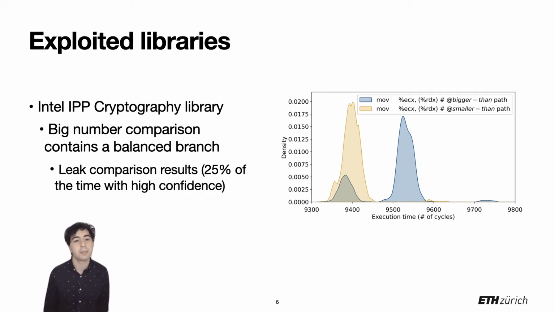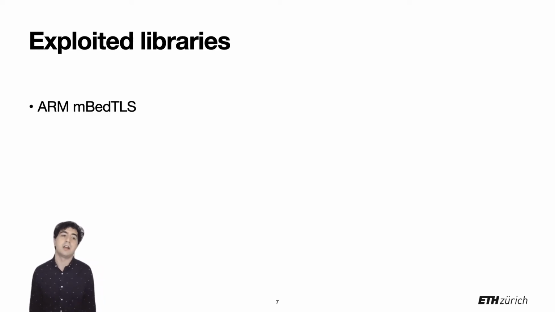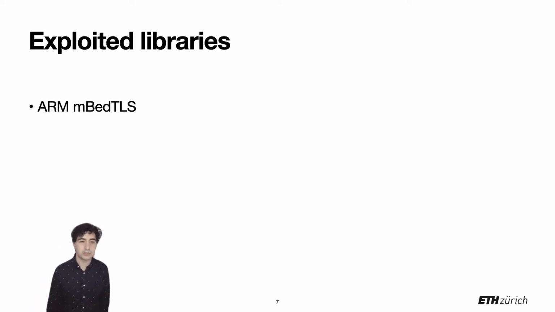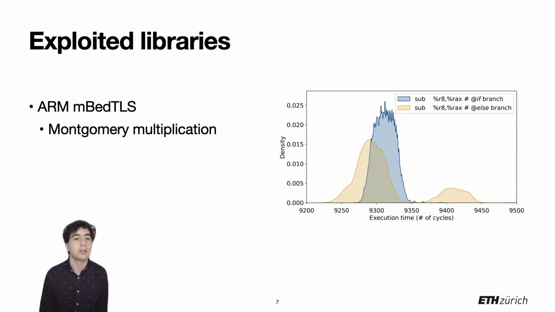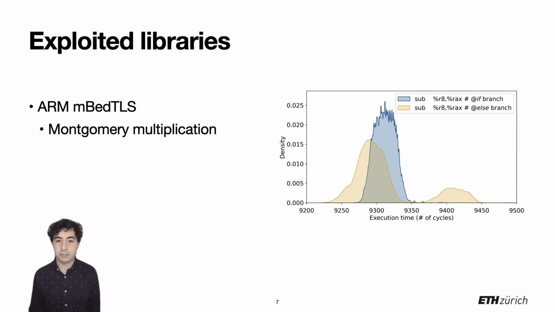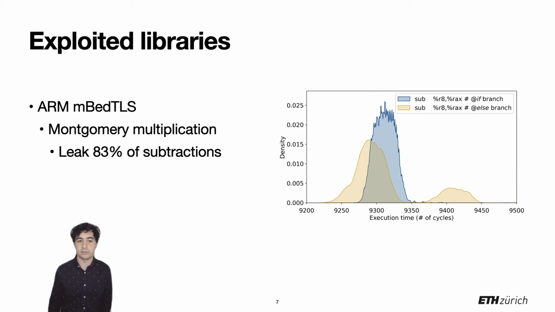in this comparison. Another library that we exploited is the ARM mbed TLS library, and in there we exploited two functions. The first one is the Montgomery multiplication, which is a mostly constant time way of multiplying big numbers, except there is a secret-dependent subtraction at the end of the multiplication. And when we time the balanced branch that is put in to mitigate timing attacks in that computation, we see the distribution shown here, which again is different despite the fact that we are measuring the same instruction.